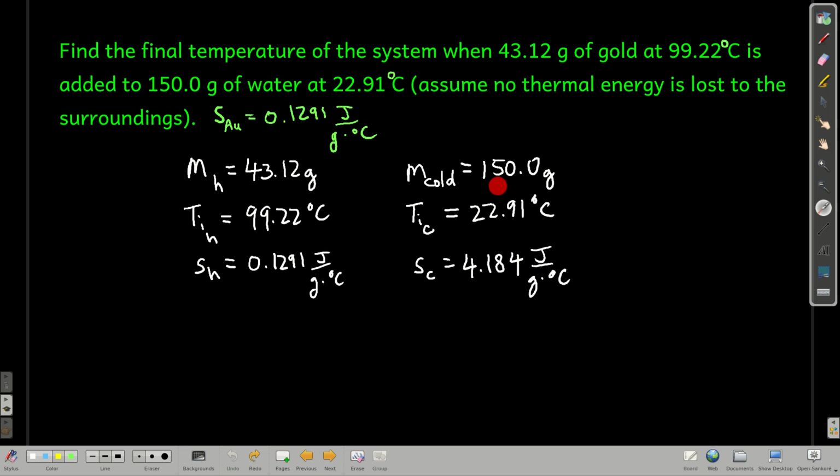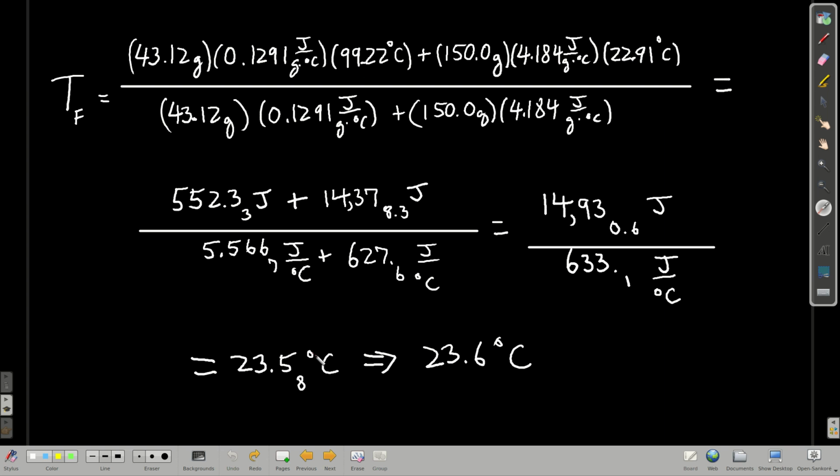And the mass of the cold object, which is the water, 150 grams, initial temperature 22.91 degrees Celsius. And notice, watch out for this. I did not give you the specific heat capacity of water in the problem, and I probably won't on homework and exams, because that's the one and the only specific heat capacity that I will ask you to memorize. So it's 4.184. Anyway, we're going to plug into the equation.